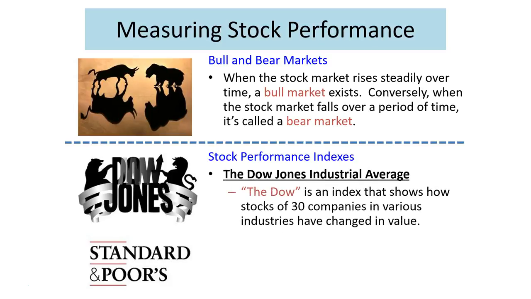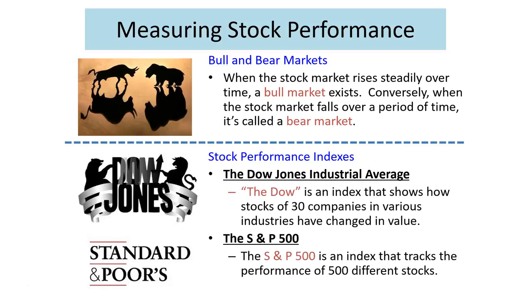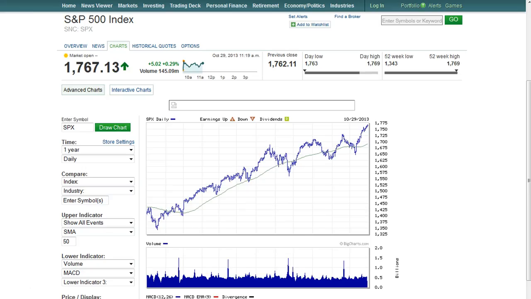So stock performance indexes, there are two really big ones. The Dow Jones Industrial Average is an index that looks at 30 companies and they say, how much have they changed in value? To give me an idea of how industry is doing. The S&P 500 is another one from Standard & Poor's, and they're an index that tracks the performance of 500 stocks to get really a heartbeat of what's the economy up to. These indexes can give you an idea, did they go up, did they go down, and how much have they changed, to see kind of how things are going.